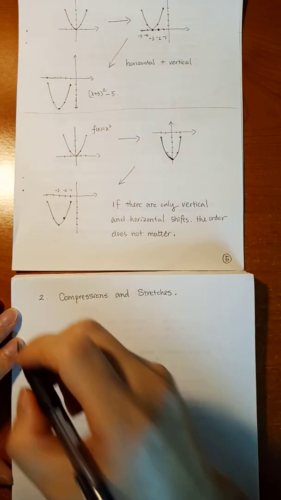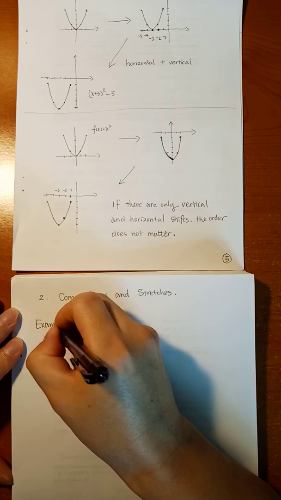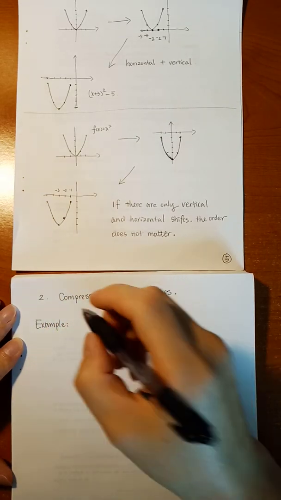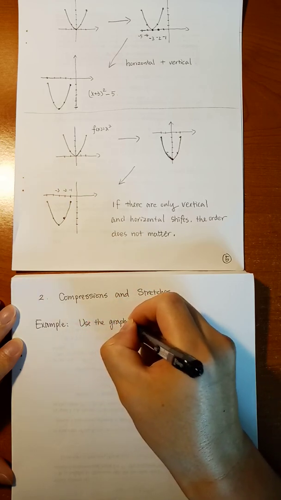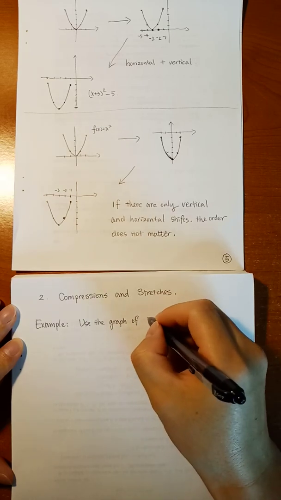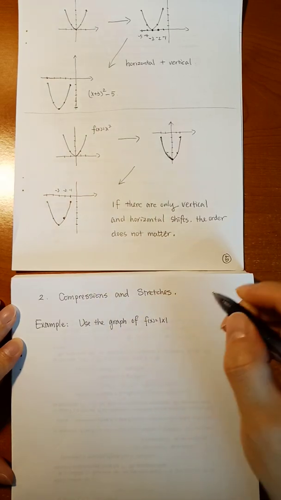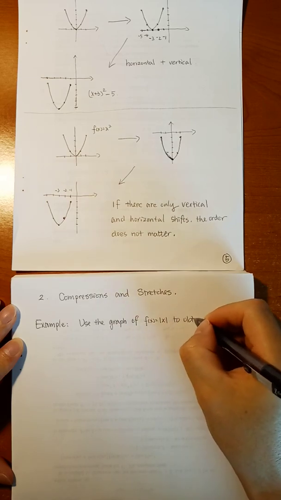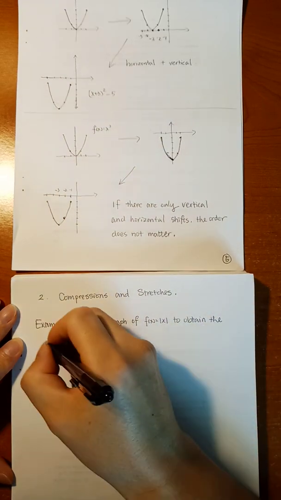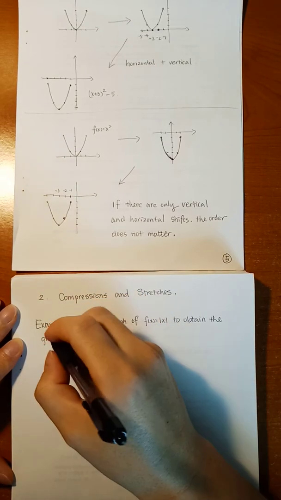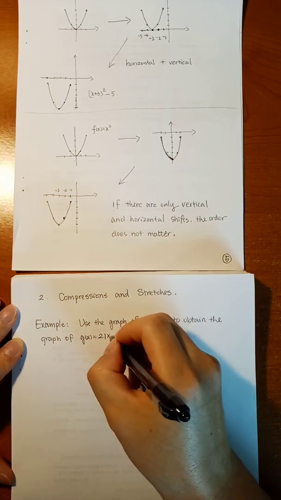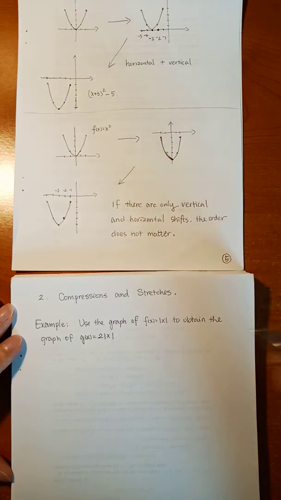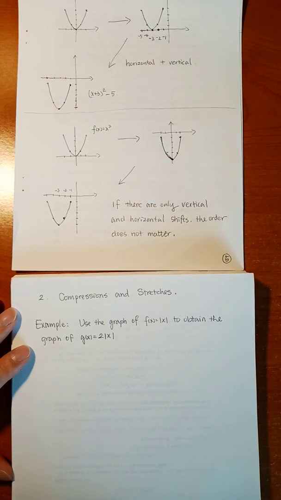What is compression and stretches? So we use an example to start the argument. Use the graph of f(x) equal to absolute value of x to obtain the graph of g(x) equal to 2 times absolute value of x. Multiply this input by 2. Multiply the argument by 2. Okay?